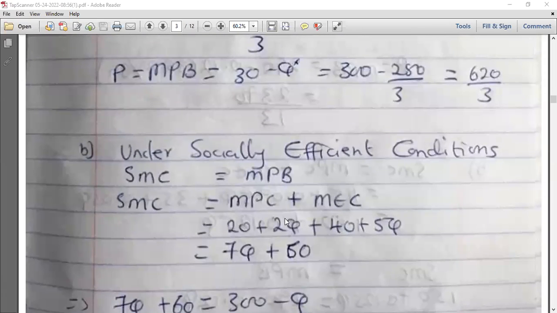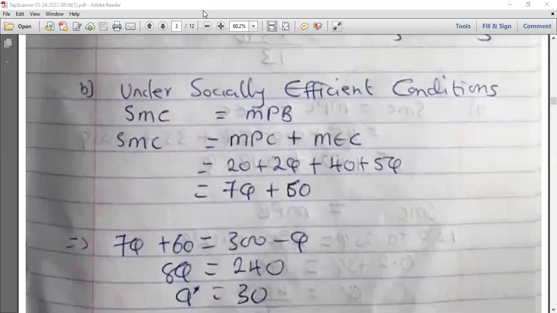Then under socially efficient conditions, we equate social marginal cost to marginal private benefits. But then the social marginal cost is the sum of marginal private cost and marginal external cost. So add the two equations. Okay, add the two equations. So we have MPC was 20 plus 2Q, MEC is 40 plus 5Q. So when we add this, we get 2Q plus 5Q is 7Q, and then 20 plus 40, we get 60. So social marginal cost will be 7Q plus 60.